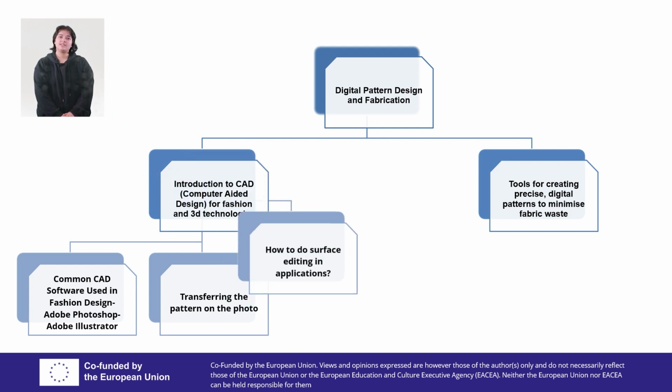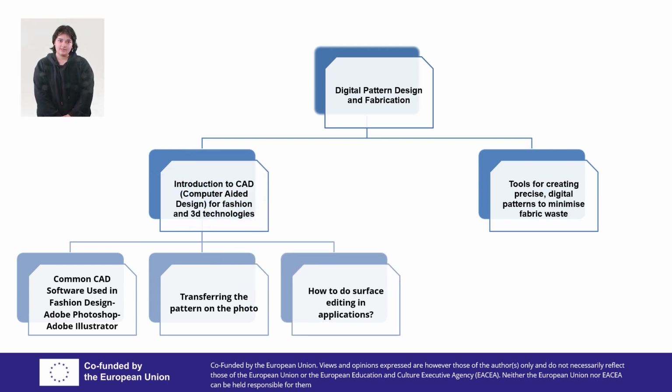How to do surface editing in applications? It refers to the process of combining fabrics, textures, patterns and colors in a certain order. Surface arrangement plays an important role in creating the overall mood, texture and perception of a garment or collection, determining the visual aesthetics of the design. This process requires designers to utilize not only their artistic perspective, but also their technical knowledge.